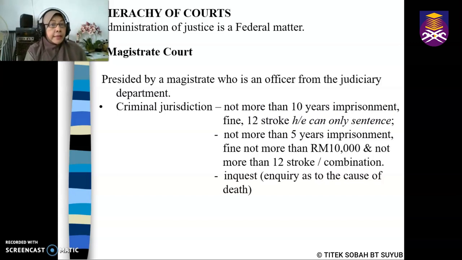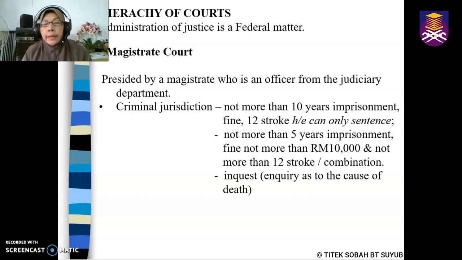However, when giving sentence, apabila memberi hukuman, the magistrate can give up to only 5 years imprisonment and fine not more than RM10,000 and not more than 12 strokes or a combination of any. Combination meaning, let's say the sentence given by the magistrate is 2 years imprisonment, RM3,000 fine, and also 2 strokes. That is a combination.